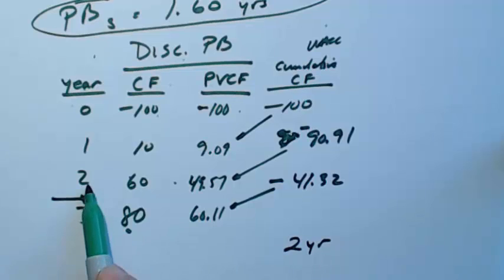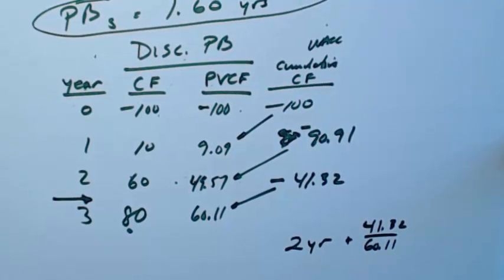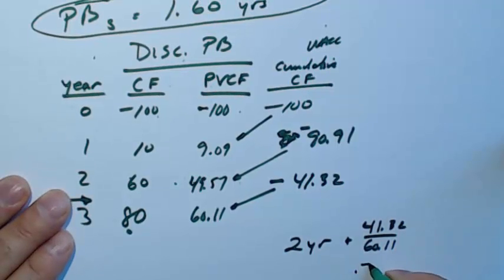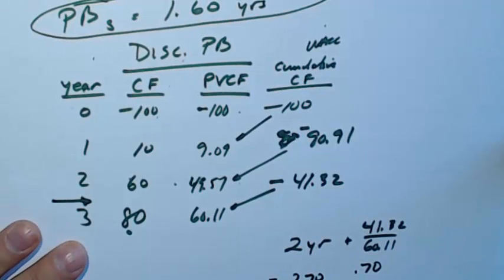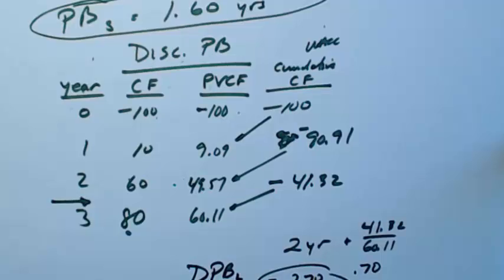We know it's going to be 2 years plus 41.32 out of the $60.11. That's the fraction of the year, assuming the cash flows come in nice and smoothly. That turns out to be 0.70. So payback is 2.7 years for L. So discounted payback for L is 2.7 years.